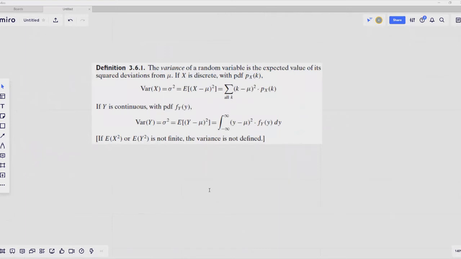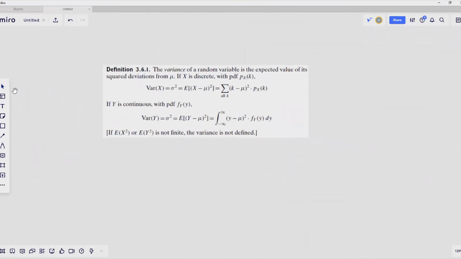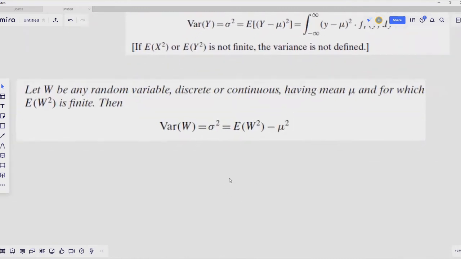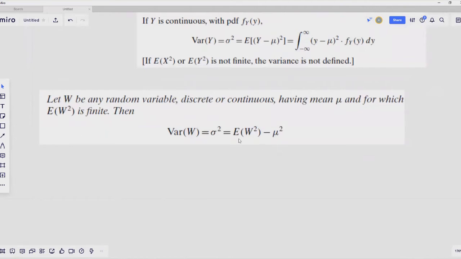Now, in most cases, rather than working with the original formula in the definition of variance, we'll be using the following formula, which is more convenient and easier to calculate. Let's derive that formula. The variance of random variable omega is equal to the expected value of omega squared minus the expected value of omega, squared, so minus mu squared, where mu is the expected value of omega.